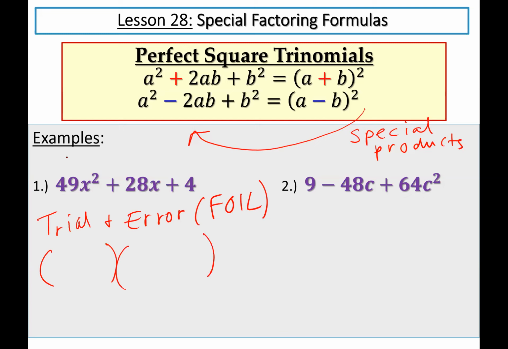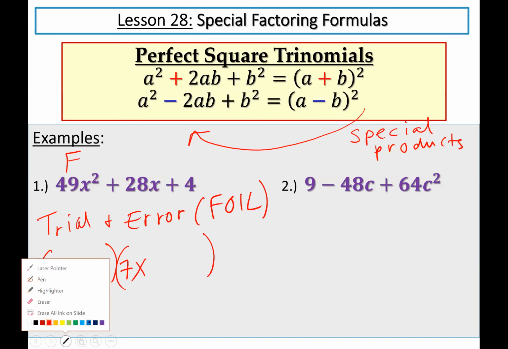Well, remember, our first terms would need to multiply to the first term in the trinomial, 49x squared. So for factors of 49x squared, a likely possibility would be 7x times 7x. So I'm putting 7x in the beginning of each set of parentheses. So 7x, then close parentheses, and then 7x, close parentheses. I'm leaving those last terms blank for now.